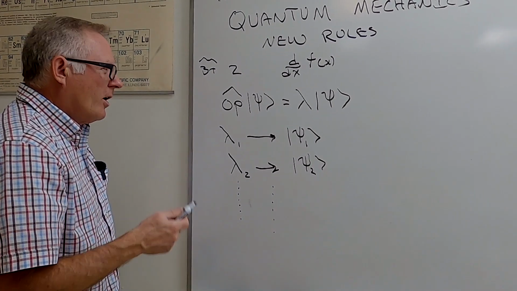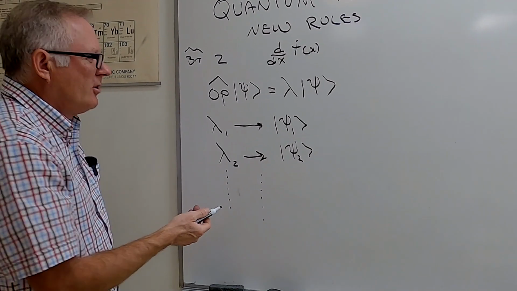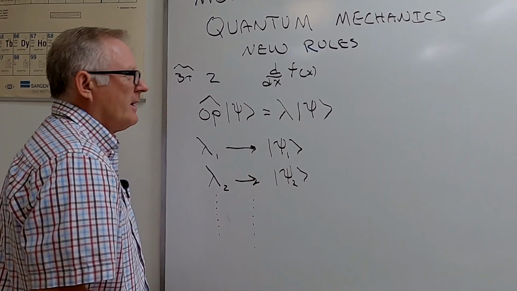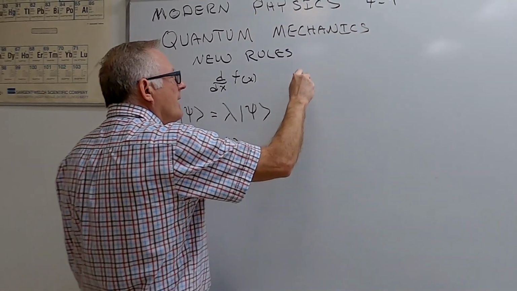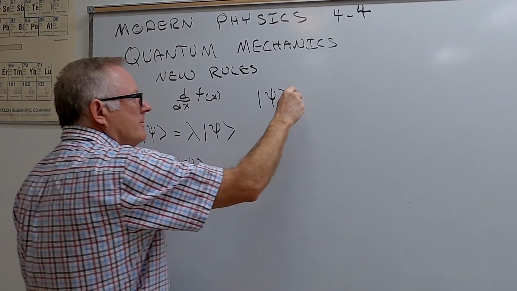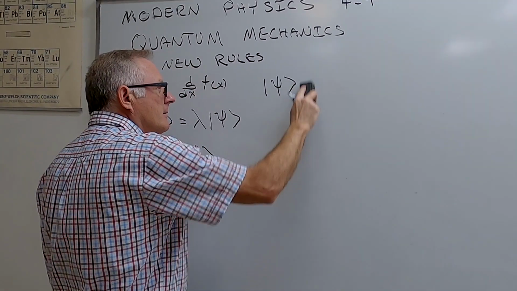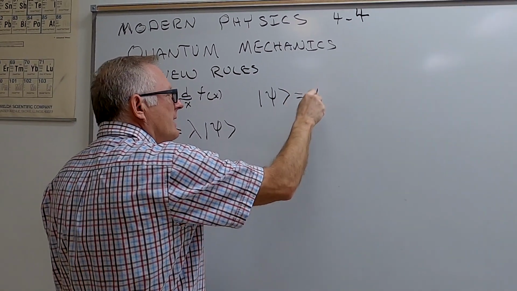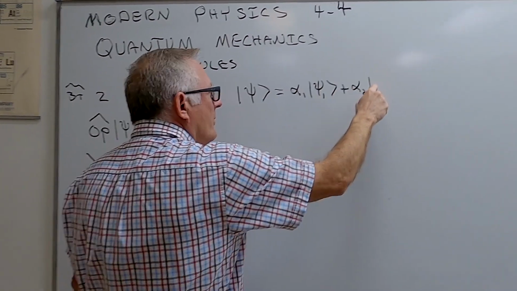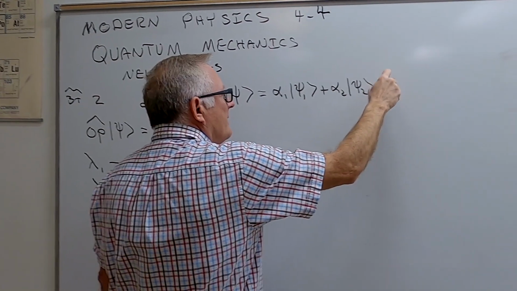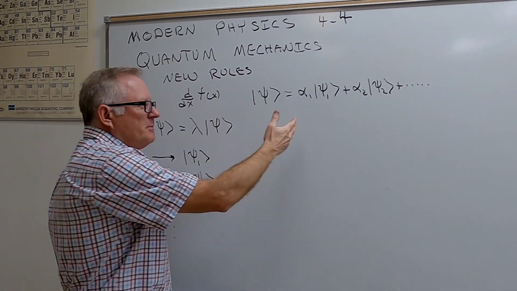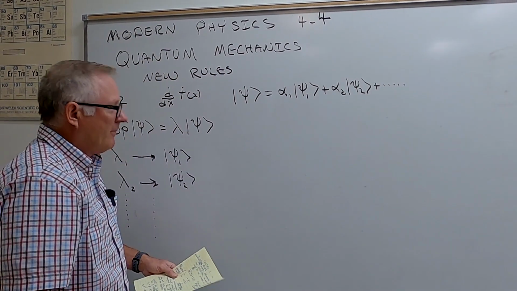So before you've made the observation, you don't know which state you're in. You don't know if you're up or down or whatever. So before you made the measurement, you're some sort of a combination of these: alpha 1 psi 1 plus alpha 2 psi 2 plus and so on. Remember, our psi was a combination of ups and downs until we made a measurement. Then it became either up or down.